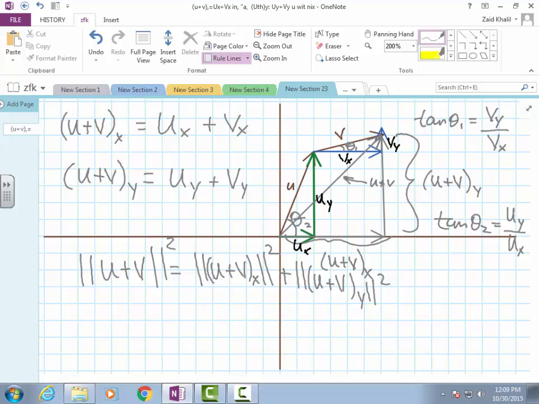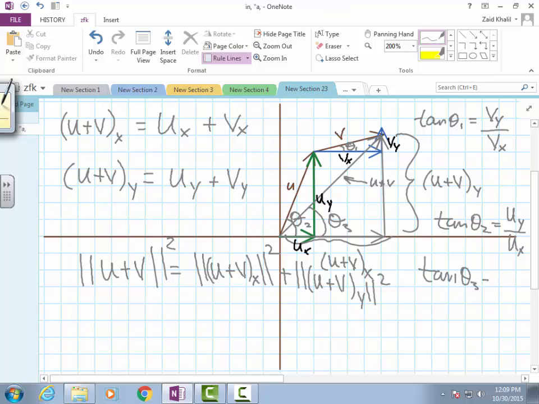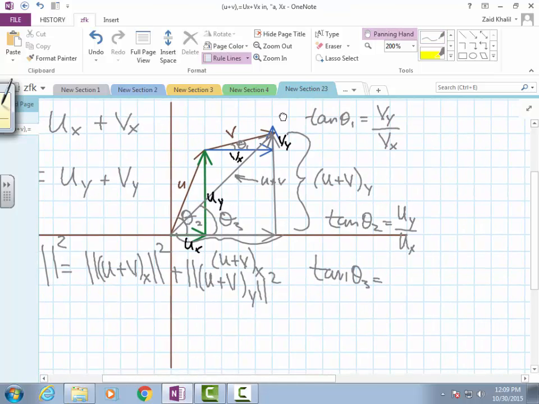All right, so enough of that. Similarly, if I call theta 3 the angle between the x-axis and u plus v, what is the tangent of theta 3 equal to? It's going to be u plus v y over u plus v x.